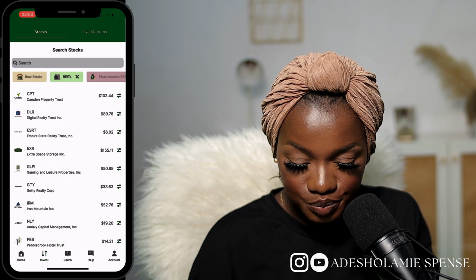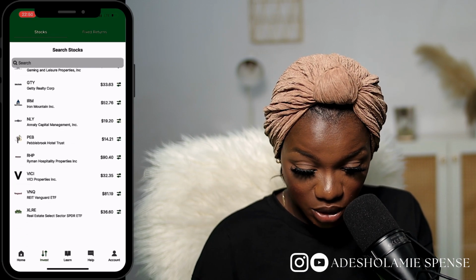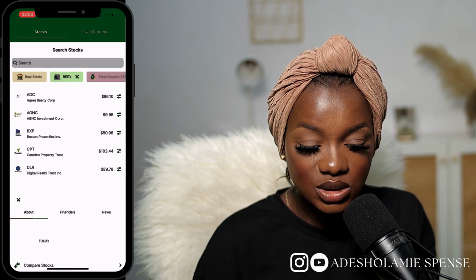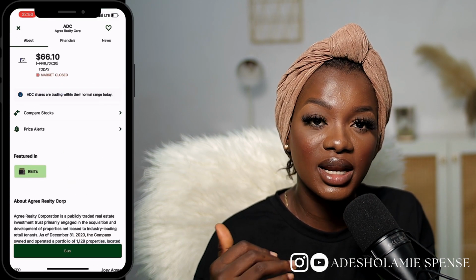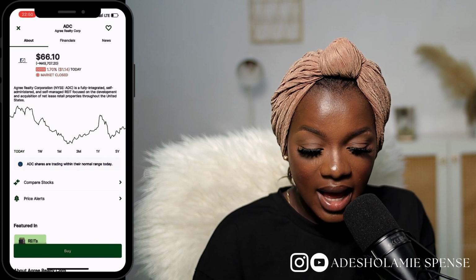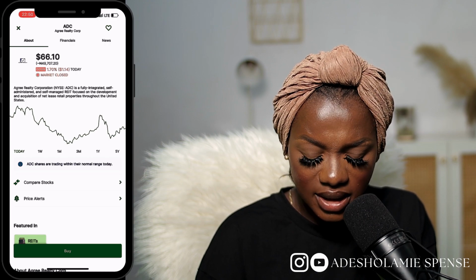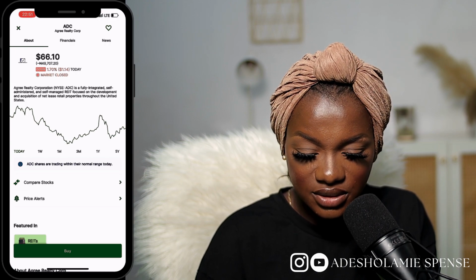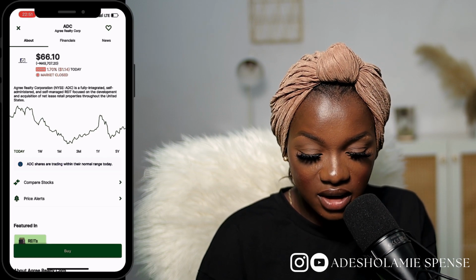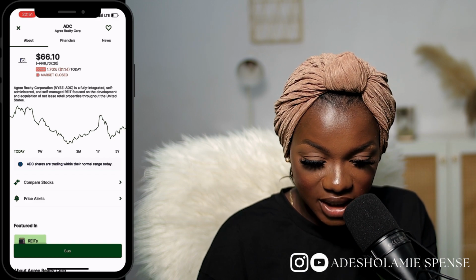So which one do I even feel comfortable with? I don't know, because this is the first time I'm investing in real estate stocks. But basically, this one is more like a trust fund. As you can see, this ADC means Agree Realty Corporation, NYSE, a fully integrated, self-administered, and self-managed REIT focused on the development and acquisition of net lease retail properties throughout the United States.